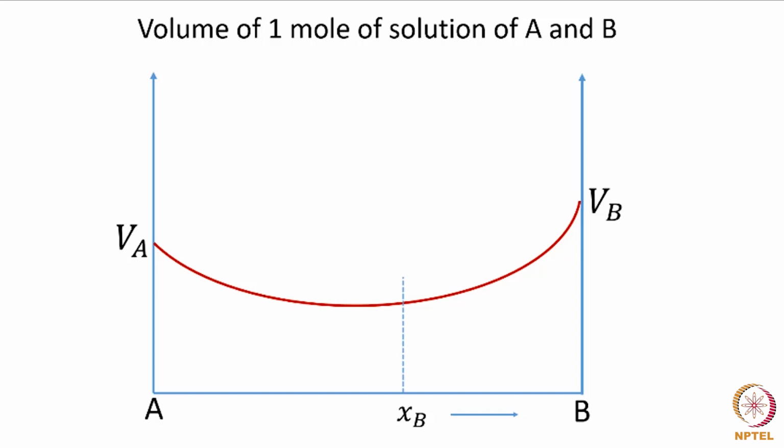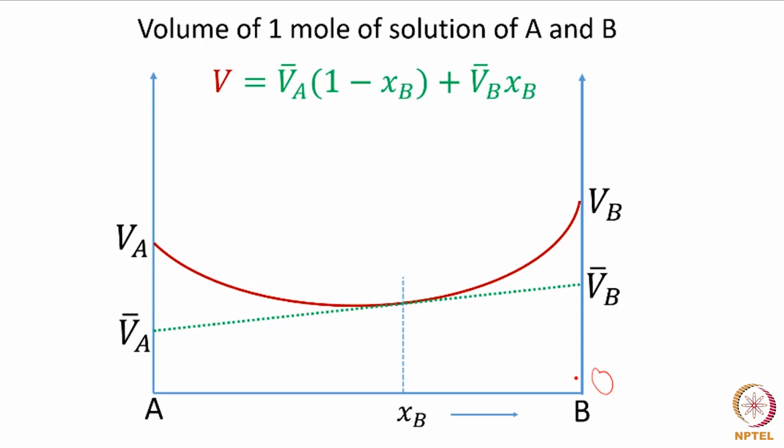Now at a given composition XB, we can see how we actually define the so-called partial molar volumes of A and B in the solution AB. So what we do is draw a line vertical from the composition that we have chosen, and where it cuts, we draw a tangent. The tangent is then going to intersect the axis at two different points, and these are V bar A and V bar B. So these are the partial molar volumes of A and B.